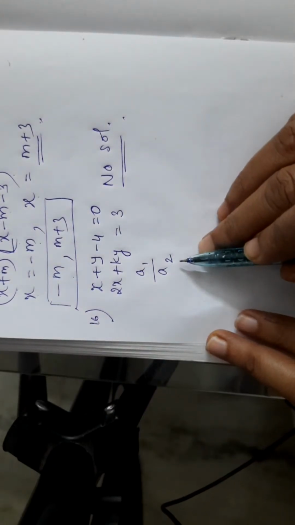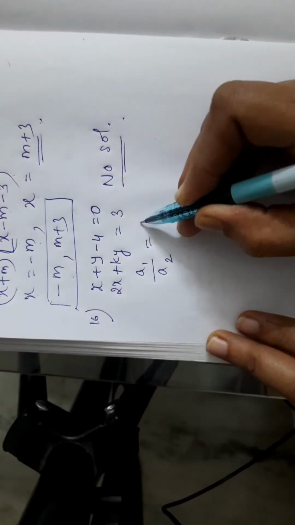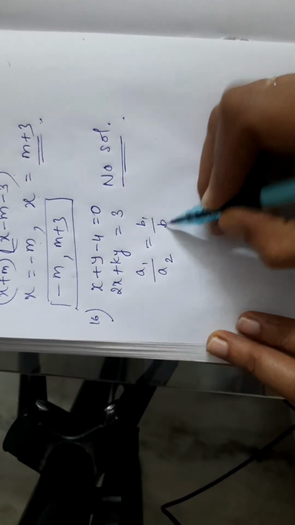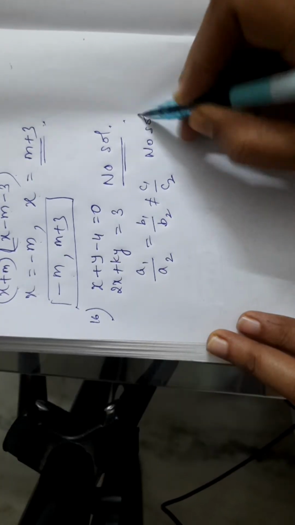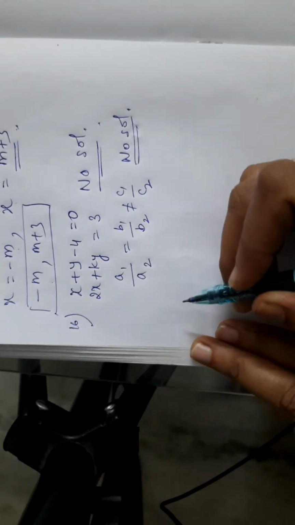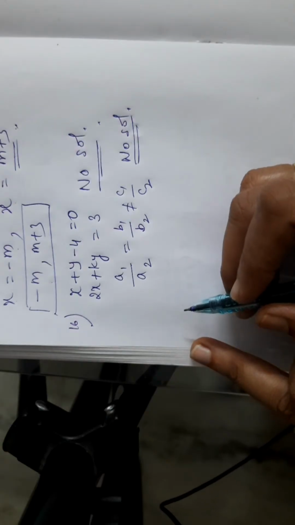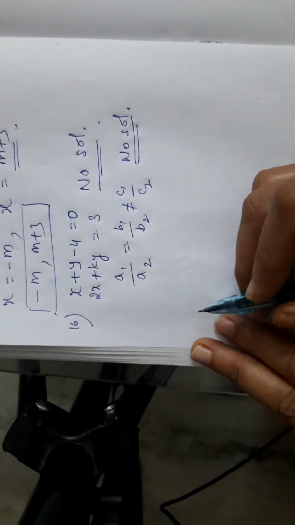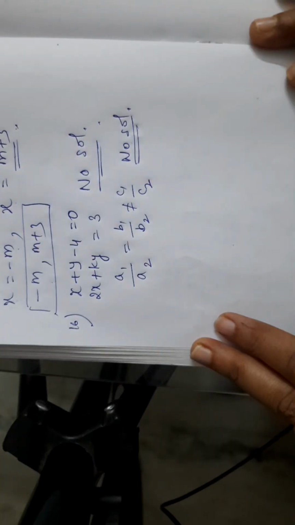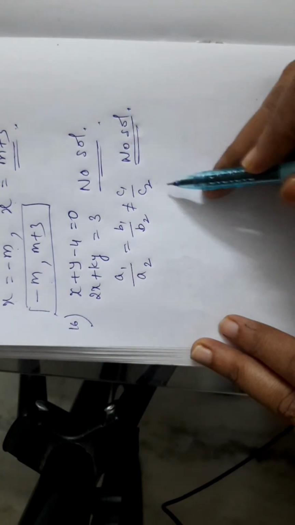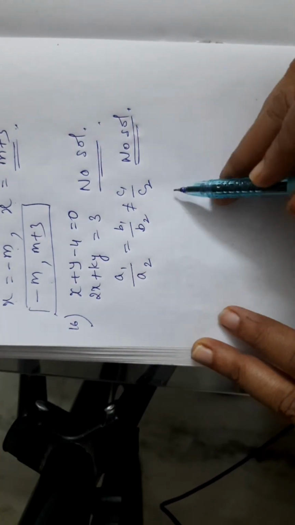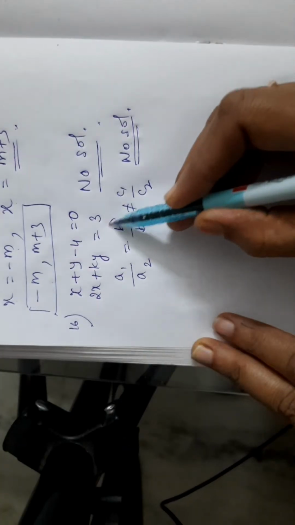a1 upon a2 is equal to b1 upon b2 not equal to c1 upon c2. It's no solution. So in total there are 3 formulas. Very good. I was waiting for that only. Very nice. When a1 upon a2 is equal to b1 upon b2 not equal to c1 upon c2, then we have no solution. Okay. So here we will be taking these two conditions.